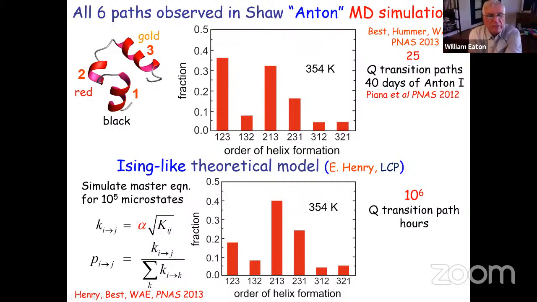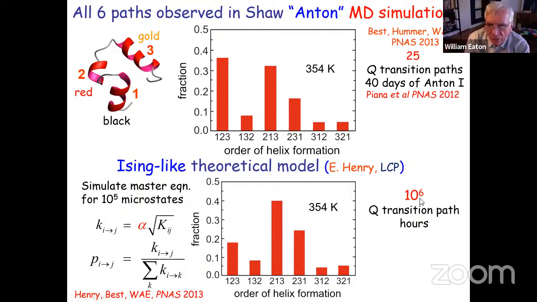Eric Henry took the Ising-like theoretical model, which had almost 100,000 microstates and therefore 100,000 differential equations in the master equation. And he simulated these 100,000 equations using stochastic kinetics, where the rate for going from one microstate to another was given by a linear free energy relationship, and the probability of going from one state I to a state J is just given by the ratio of the rate of that transition to the sum of the rates for all possible transitions to connected states.